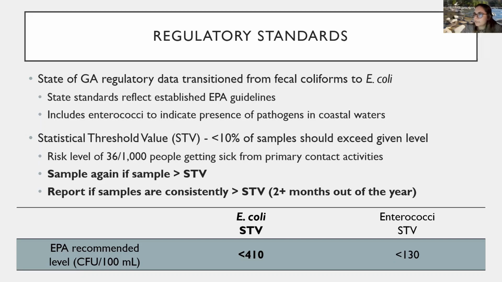We do have some new terminology that we're going to talk about in terms of these regulatory levels. Don't let this confuse anyone. The main number we're going to remember is 410 colony forming units per 100 milliliters. That's the state standard, the EPA recommended level for E. coli, and it's based on a risk level of 36 out of 1,000 people getting sick from primary contact activities. That's going to be like swimming, anytime you might ingest the water or get it in your eyes or anything like that.